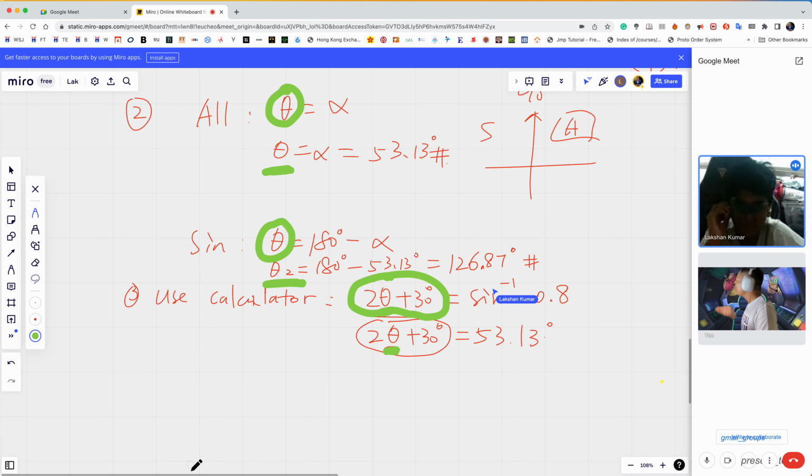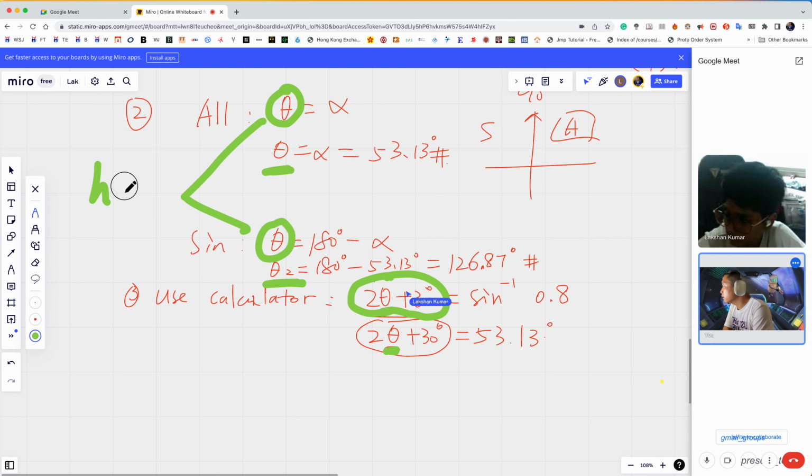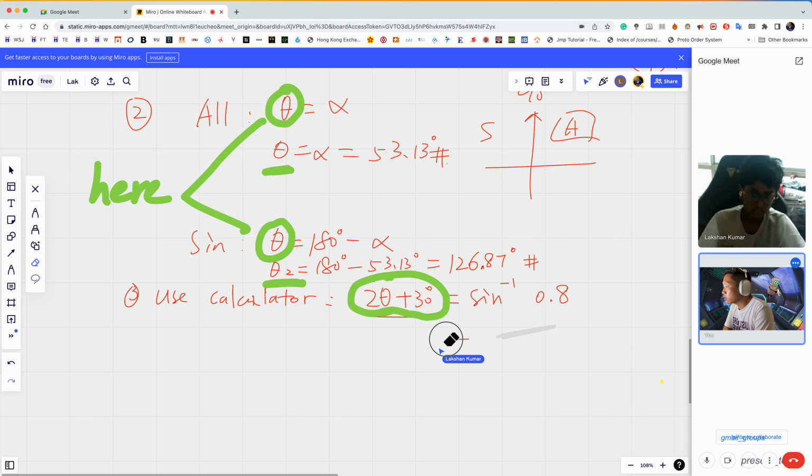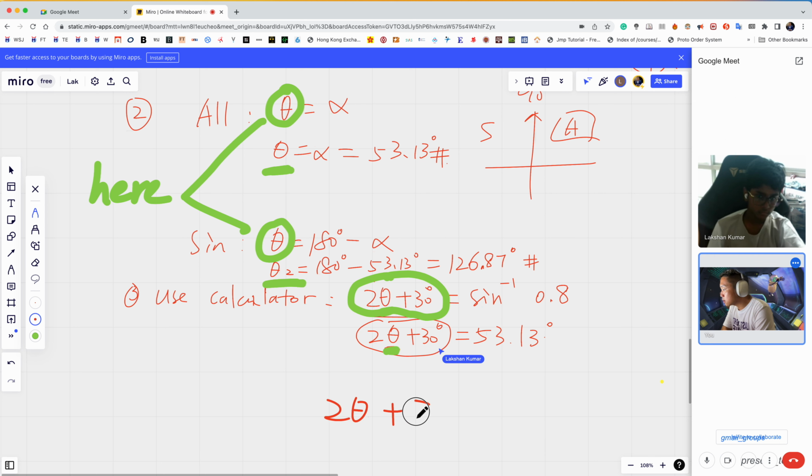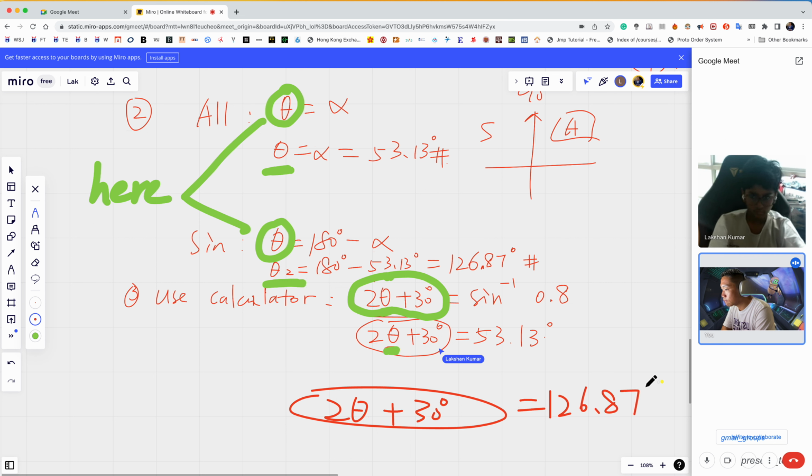Oh, that explains. Okay? So remember, the theta we use here in the formula, in the quadrant, is for the whole thing. So therefore, now I think you can solve the question, right? So in a way, this 2 theta plus 30 is equal to 53.13. Okay, good. So 2 theta plus 30 degrees, because the whole thing is equal to this 126.87. Are you clear?